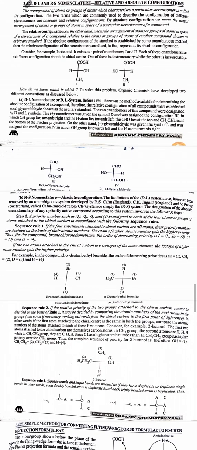DL nomenclature. Before 1951, there was no method available for determining the absolute configuration of compounds. Therefore, the relative configurations of all compounds were established with glyceraldehyde chosen as the arbitrary standard.